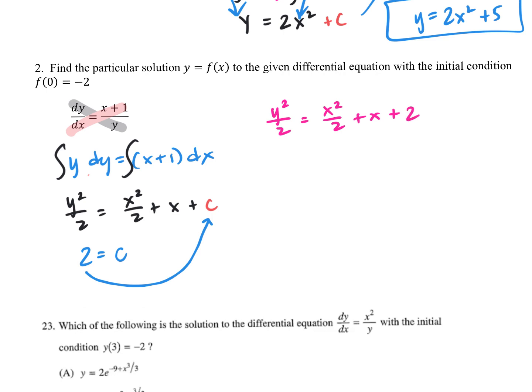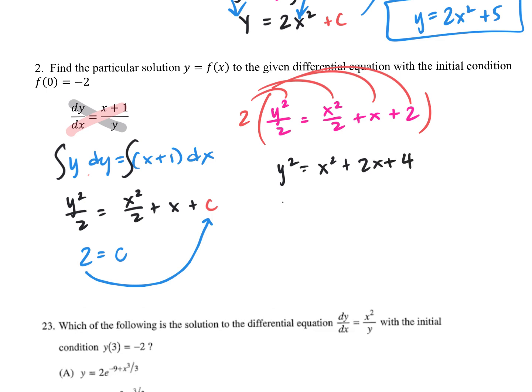They always say find the particular solution y equals. They want my y by itself. We can start going to get y by itself. How would we do that? Love it. Let's go multiply by 2. That's going to get me y squared equals x squared plus 2x plus 4, or 2 times all that. I like that. You could also leave that as y squared equals 2 times all that.